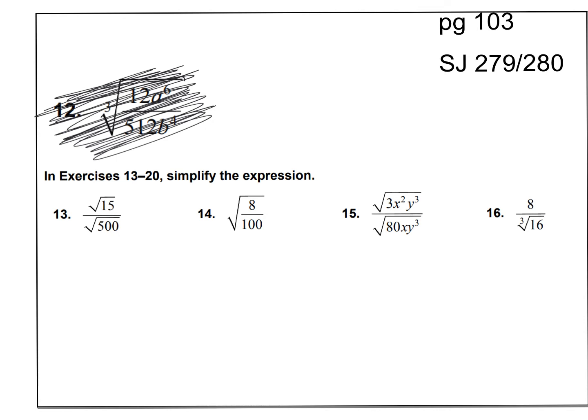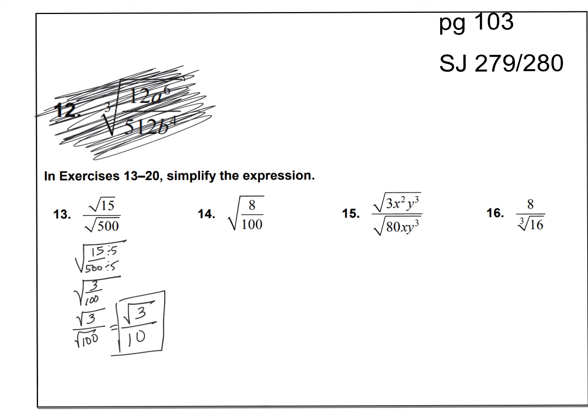We're going to simplify. And when I look at number 13, I notice that both of these are divisible by 5. So I'm going to rewrite as one radical. I'm going to divide them both by 5. So that would be the square root of 3 over 100. I'm going to separate that again into the square root of 3 over the square root of 100. And then that just gives me the square root of 3 over 10. So you're always looking to reduce and then find perfect squares if you can. For the next one, I notice right now that I can reduce these as they are. So that would be the square root of 4 over 50.